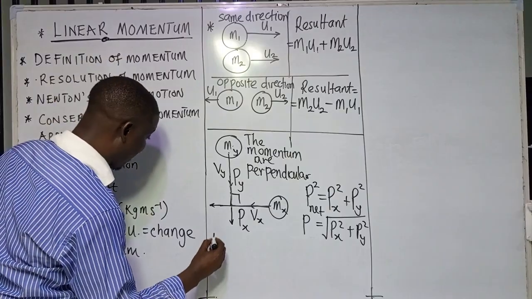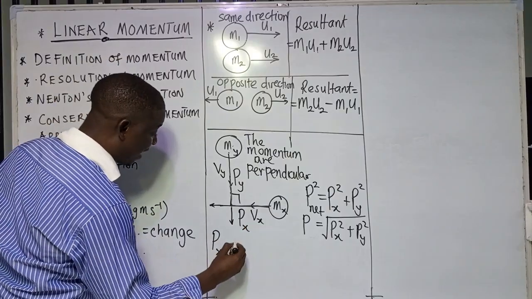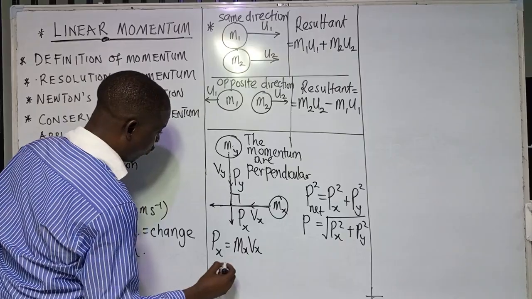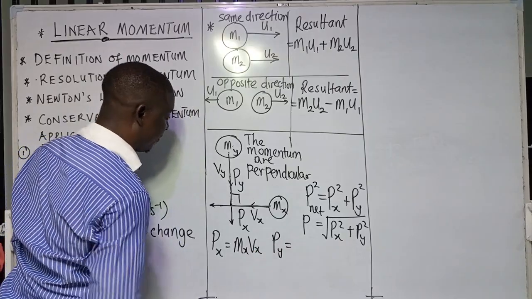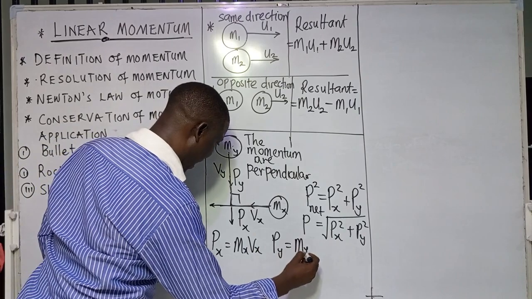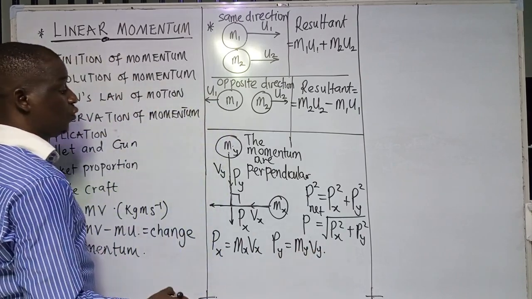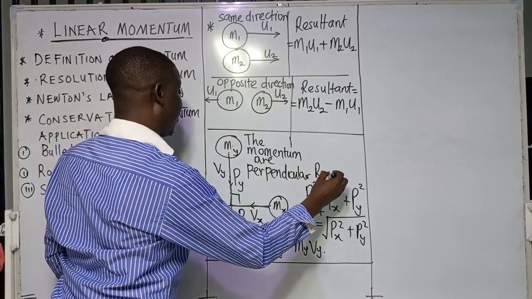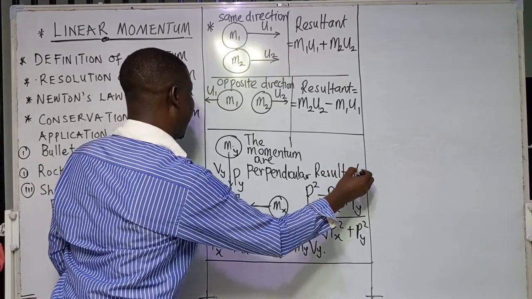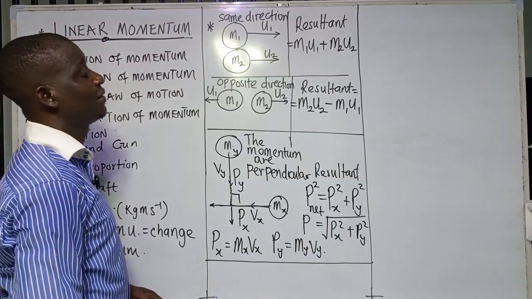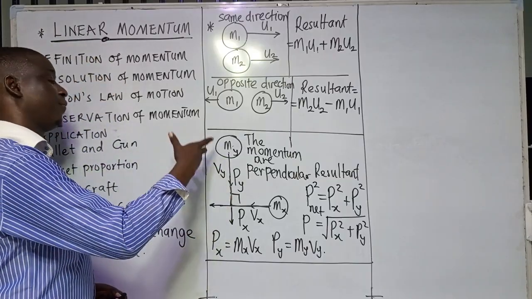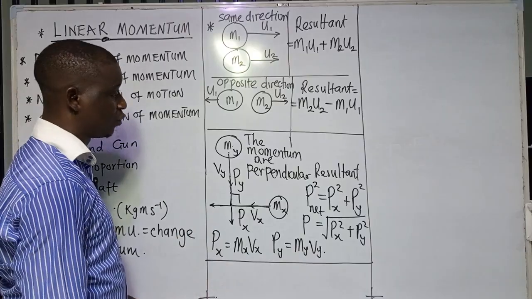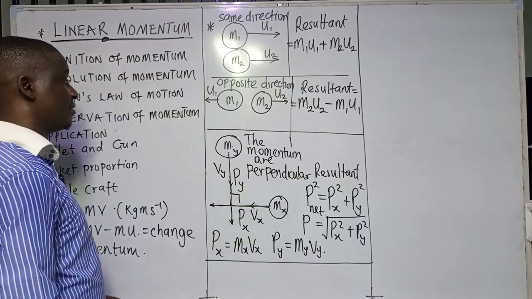So in this case, don't forget, Px is the momentum along the horizontal, which is mx times Vx. Py is the momentum along the vertical, which is my Vy. So this is case 3 of the resultant: you have to find the resultant when they are at right angle. Now, these are cases of when two masses are moving in opposite direction, the same direction, and at right angle.